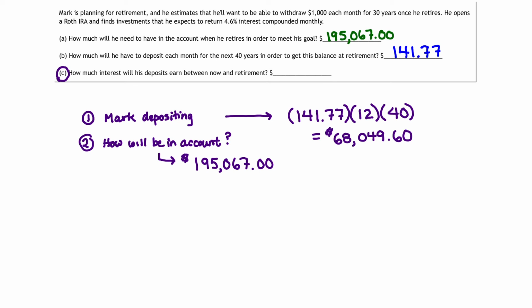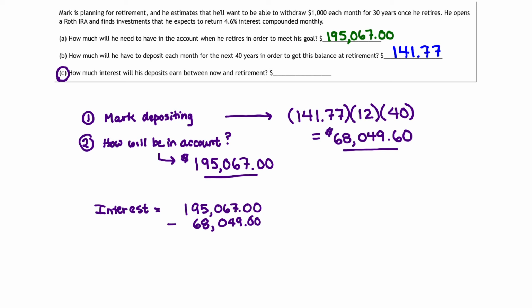So we've got his deposits, and then we've got the amount in the account. And in order to get the interest, all we have to do is subtract those two numbers, don't we? We have to take the amount in the account, $195,067, and we're going to subtract from that the amount that he actually deposits into that account, which is $68,049.60.